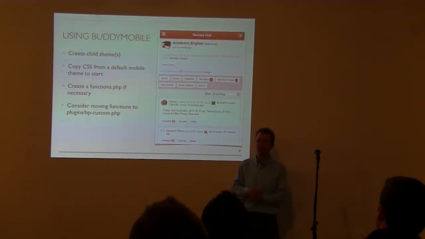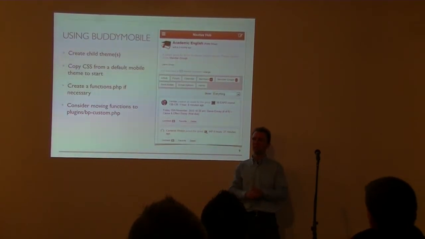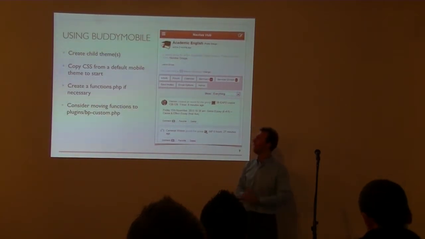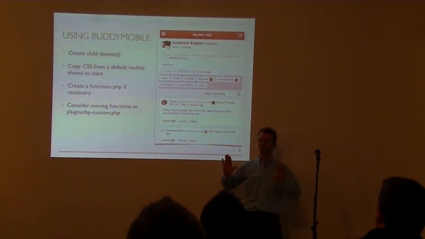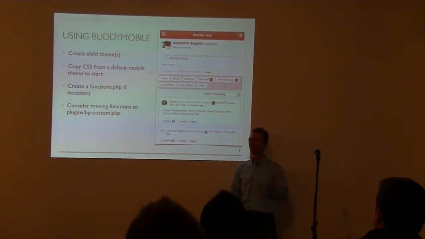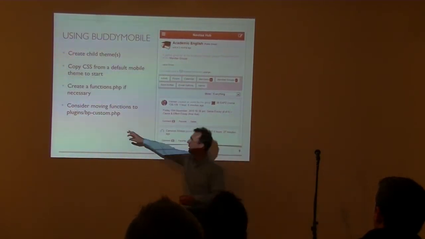But one thing I had to realize straight away is when people are looking on a desktop computer, they're actually looking at that child theme. When they're looking on a mobile, they're looking at your mobile theme. So you're running two themes at the same time, which means some of my functions.php, I had to actually move to a special file that comes with BuddyPress called BP Custom.